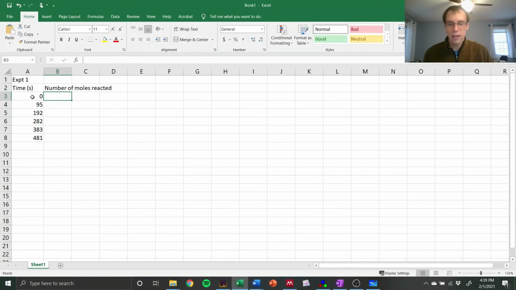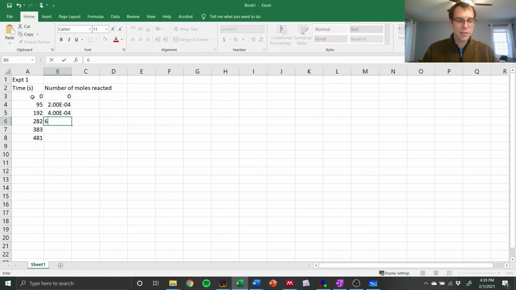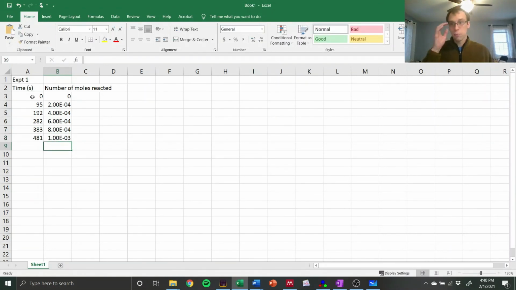And then we need the number of moles reacted. Well, to start with, there was 0. And as shown in your lab write-up, as we keep going, we've been adding additional thiosulfate, which corresponds to an amount of persulfate that reacted that is equal to 2 times 10 to the minus 4 moles for every aliquot. So each of these points will just be 2 times 10 to the minus 4 bigger than the point before it. Okay, so that is what our data would look like.